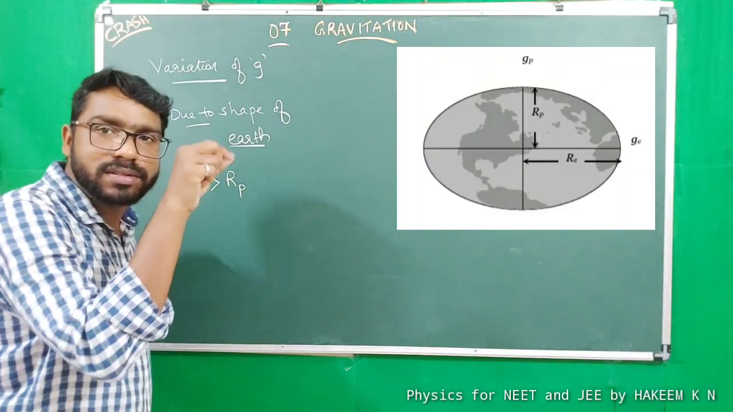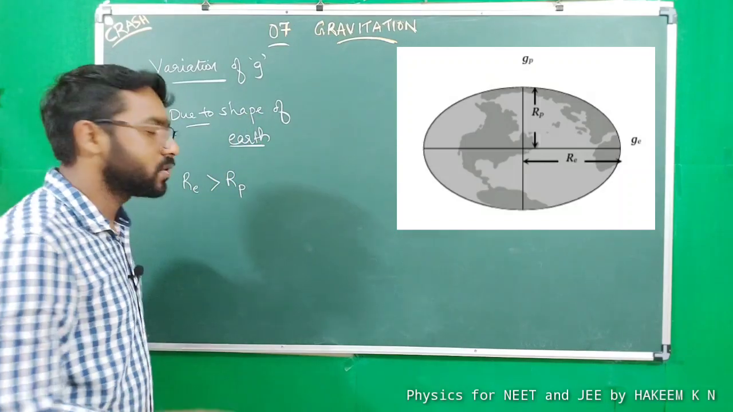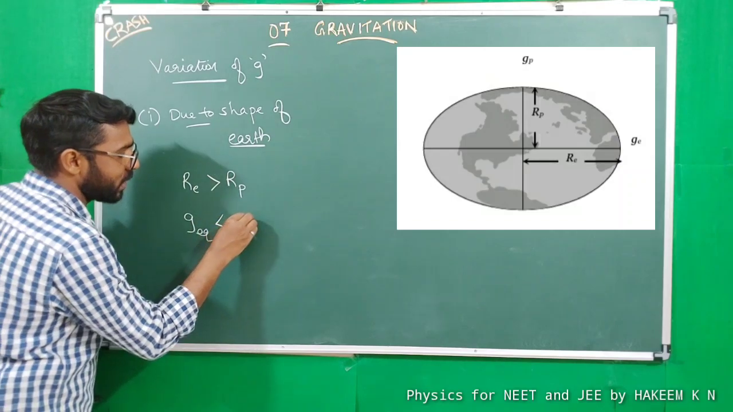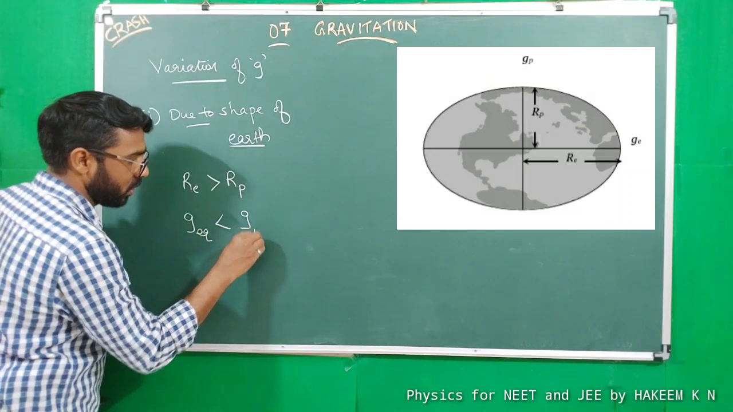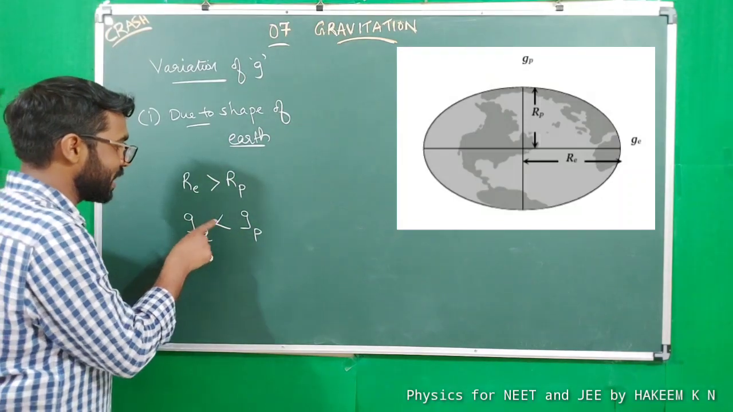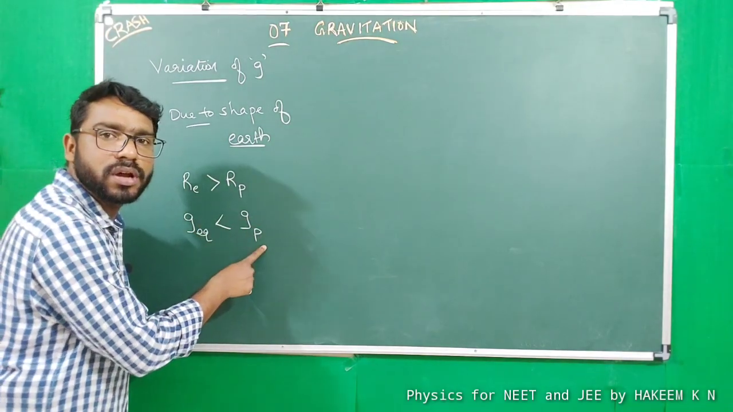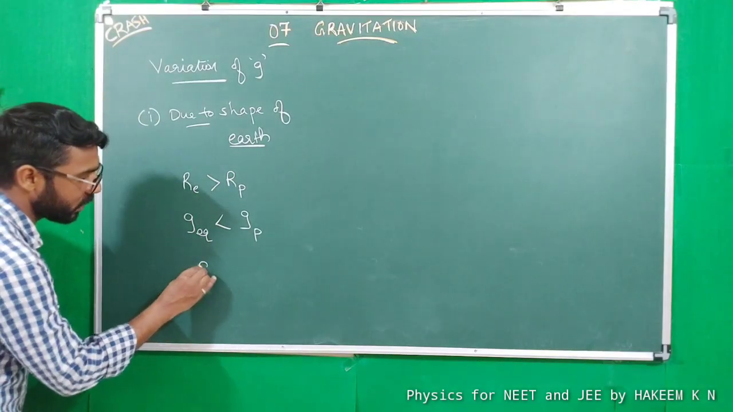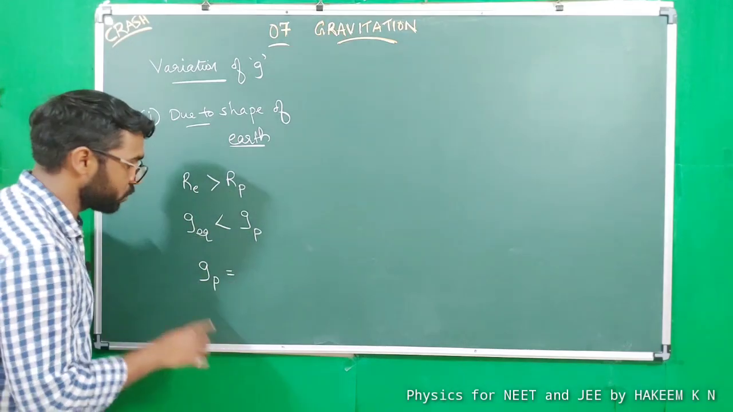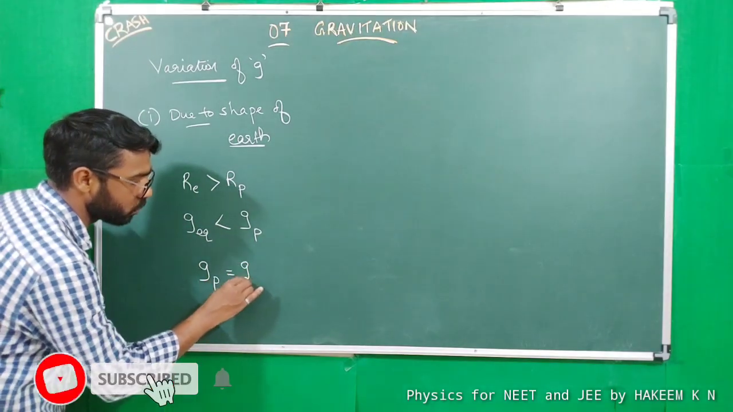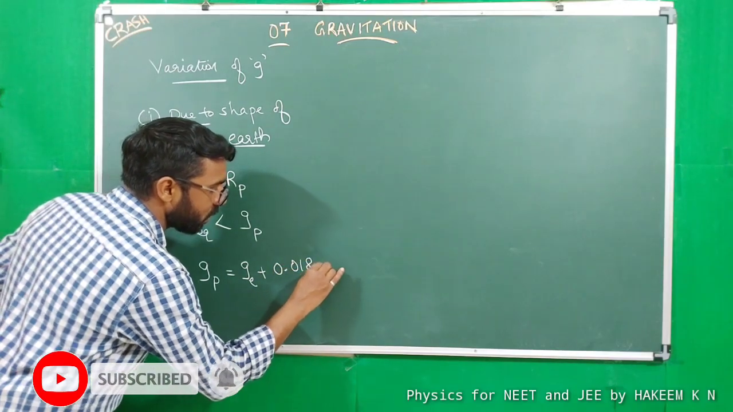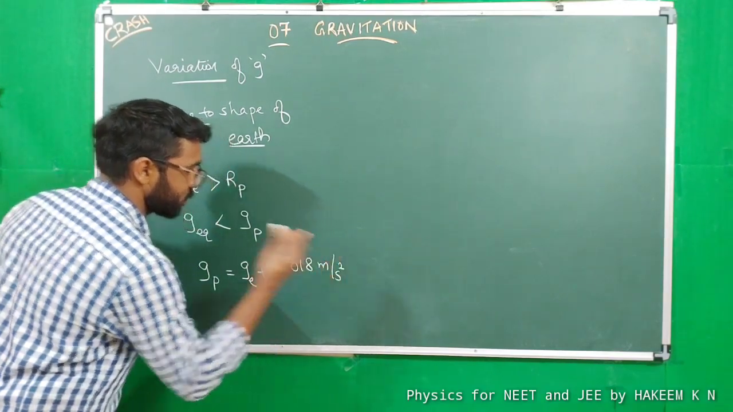We know that g equals GM by r square. So g at the equator is less than the acceleration due to gravity at the poles. So by giving the correct values, we will get g at poles equal to g at equator plus 0.018 meter per second square.